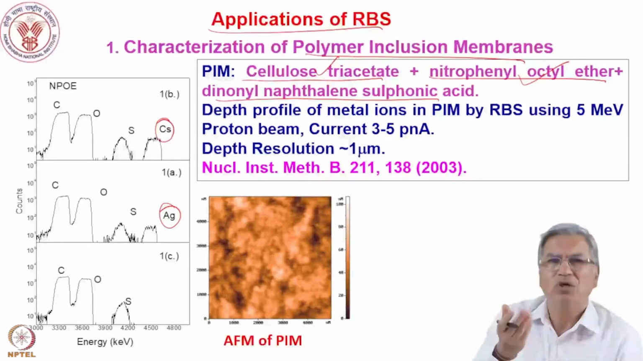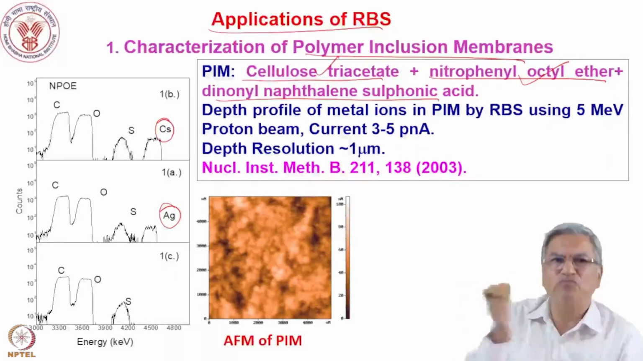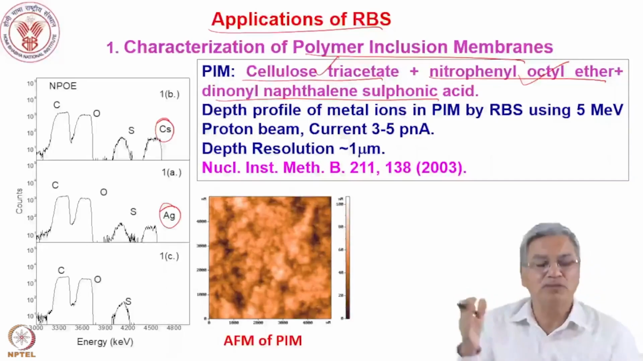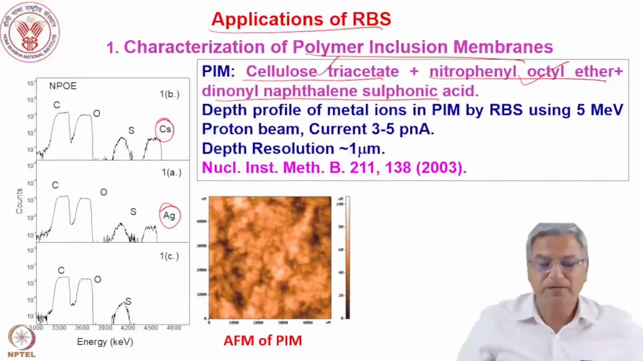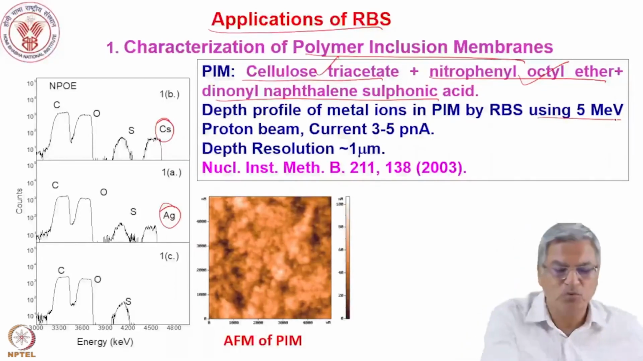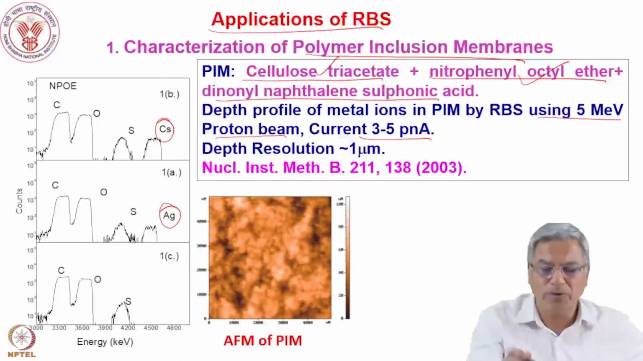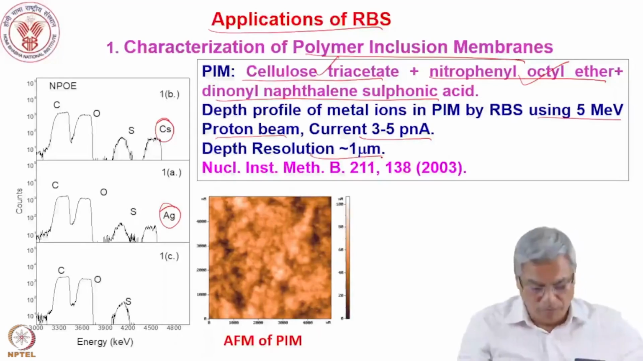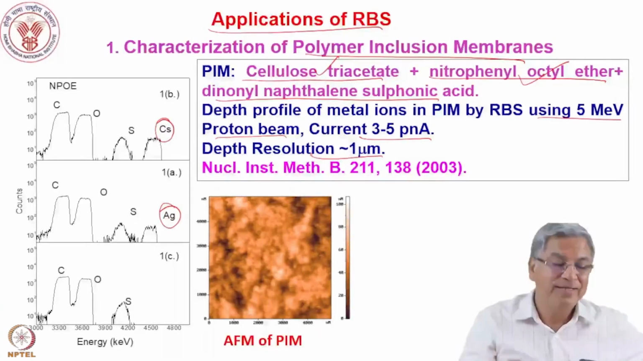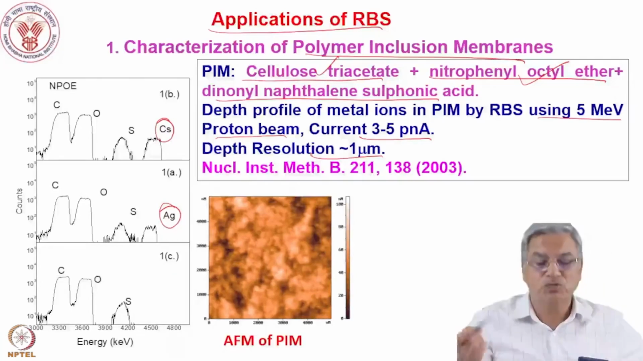So you want to know whether the cesium is distributed uniformly in the sample or only on the surface. So that was the experiment. The depth profile of cesium in the polymer inclusion membrane was studied by a 5 MeV proton beam with a current of 3 to 5 nanoamperes. Since proton has very low stopping power, depth resolution is only 1 micron, but the thickness of these foils is up to 100 microns. So 1 micron is quite good.